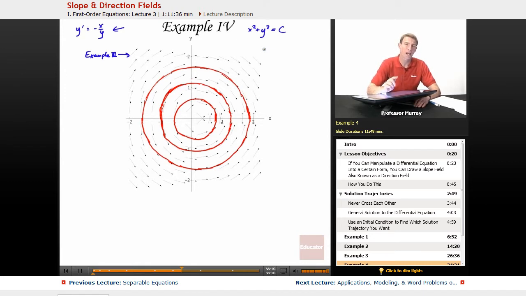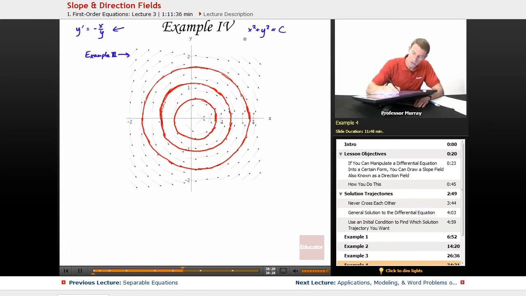If you don't remember how to do implicit differentiation, either you're going to be reminded really quickly on this example, or if it's completely foreign to you, you might want to look at the Calculus 1 lectures here on Educator.com. We've got a whole series of lectures on Calculus 1, and one of them covers implicit differentiation.